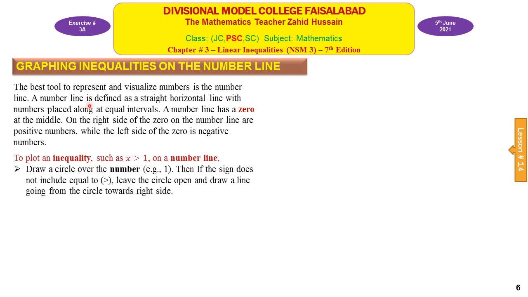So how will we plot the inequality? We take this example of an inequality. After solving an inequality, you will get an inequality of this type: one variable on the left hand side and a number on the right hand side.